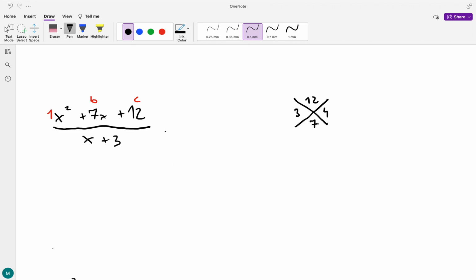Okay, so now let me actually copy it right here since we drew the cross on the right side. Let us expand that positive 7x in terms of 3's and 4's. So we have x squared plus 3x plus 4x plus 12, and the bottom remains unchanged. It's 3 plus x. Okay, now we're going to factor out some more things by grouping.